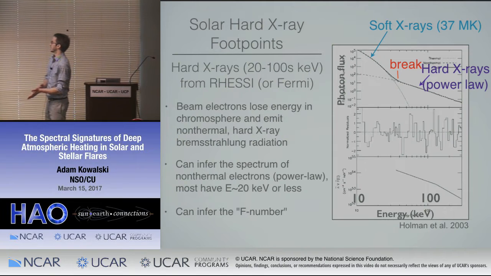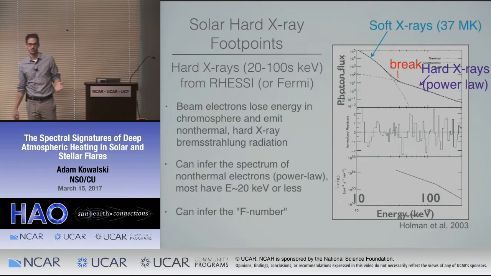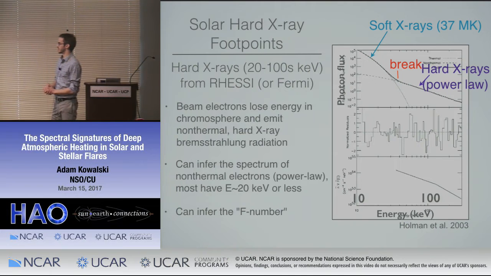So from this power law, you can actually infer some parameters about the electron beam. We call them electron beams because we think, well, at least the standard flare model says, they originate in the corona. So we call them beams, these non-thermal electrons. And you can get some information such as the distribution with energy, so the power law index, and then the total power in the non-thermal electrons, which is really important.